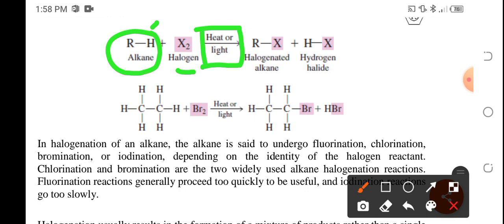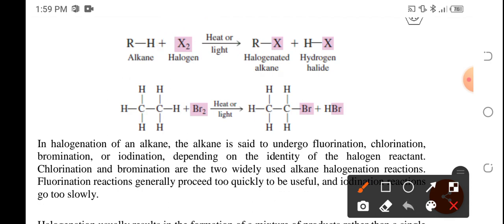Okay? As a product of this halogenation, we have halogenated alkane. And also a hydrogen halide. So, paano na-form ang halogenated alkane? Remember that halogen is a diatomic element. So, XX yan. Okay? XX.